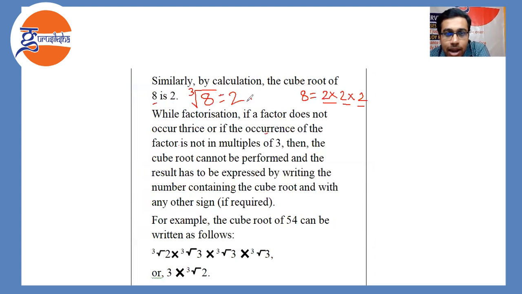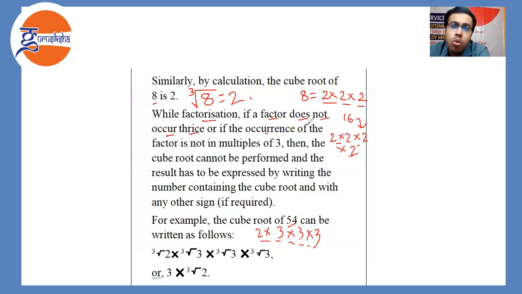Now, there can be another issue while calculating the cube root of a particular number. While factorizing, a factor may not occur thrice, like 16. If we express 16 as the product of its prime factors, it is 2 into 2 into 2 into 2, so 2 occurs 4 times. Take 54: if we factorize, it's 2 into 3 into 3 into 3. Here 3 is occurring 3 times, but 2 is occurring only once.